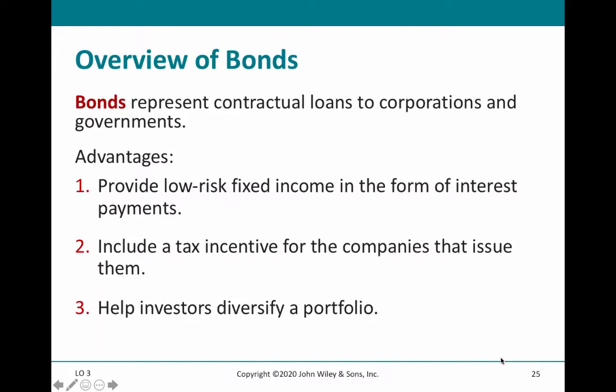So what's a bond? A bond is a loan to a corporation or a government. Stocks are ownership, bonds are loans. A bond would be considered a debt for most companies. Stocks, that's an ownership interest. So what are the benefits of bonds? You get interest payments, and it's typically lower risk. There are tax incentives for companies to use them, and they help you diversify a portfolio.